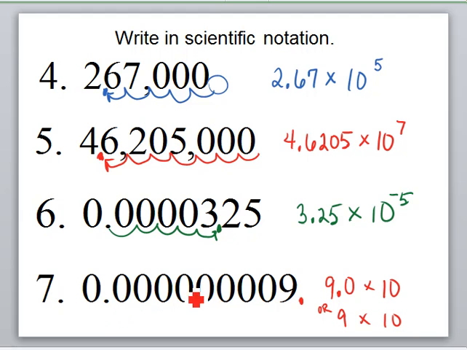How many places do we move it? Well, we're moving it 1, 2, 3, 4, 5, 6, 7, 8, 9 places. So I have a 9, but I know that it's going to be negative because I need to make this 9 really, really small. So I need to multiply it by a very small number.